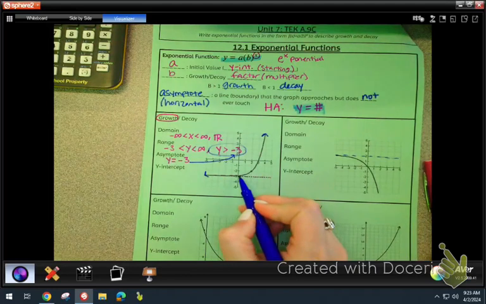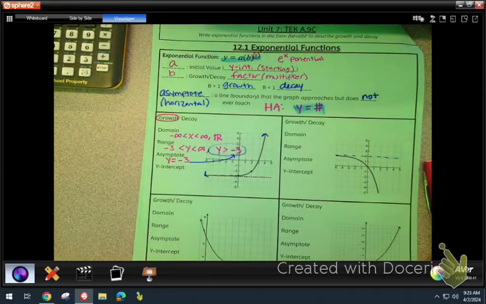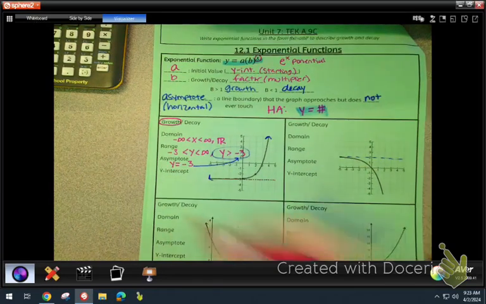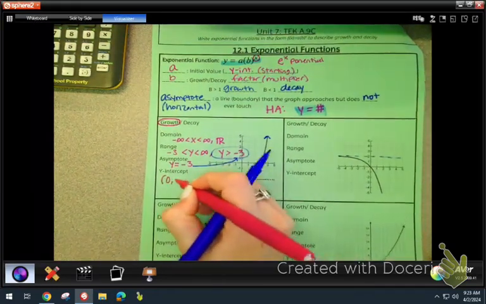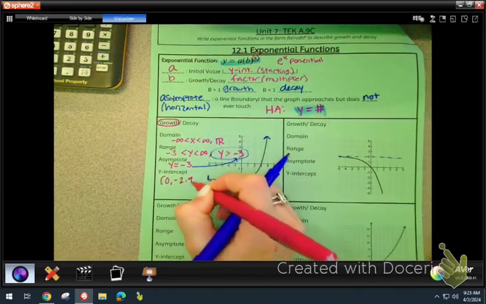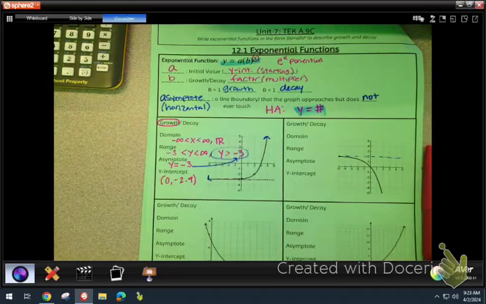The y-intercept, this graph is kind of hard to tell, but my y-intercept, I'm not quite going to get to -3, so we'll just say it's about -2.9. This one isn't very clear. They should be pretty clear on the ones that I ask you, okay? But that's, again, your y-intercept, it's the point where x is 0, the point that it crosses the y-axis.